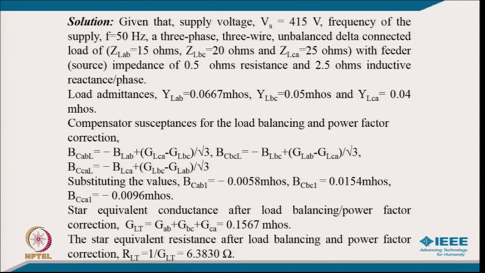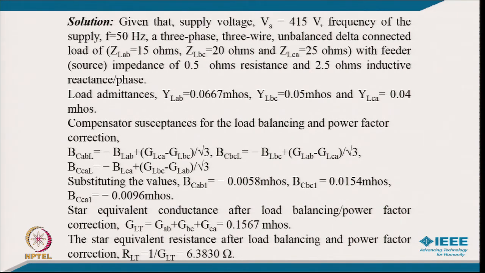Given a supply voltage of 415 volt, frequency of 50 hertz, and a 3-phase 3-wire unbalanced delta connected load, with impedance across line AB of 15 ohm, line BC of 20 ohm and line CA of 25 ohm, and a feeder source impedance of 0.5 ohm resistance and 2.5 ohm inductive reactance per phase. The load admittances are the reciprocals: YLAB will be 1 upon ZLAB, which comes to around 0.067 mho, similarly YLBC comes to 0.05 mho and YLCA comes to 0.04 mho.